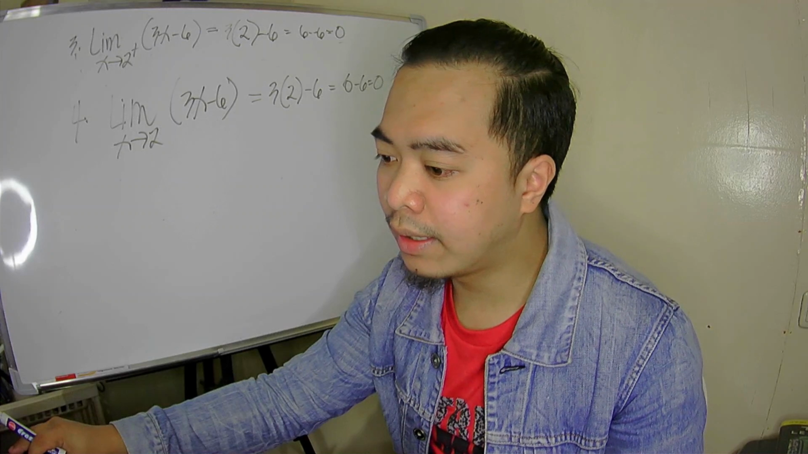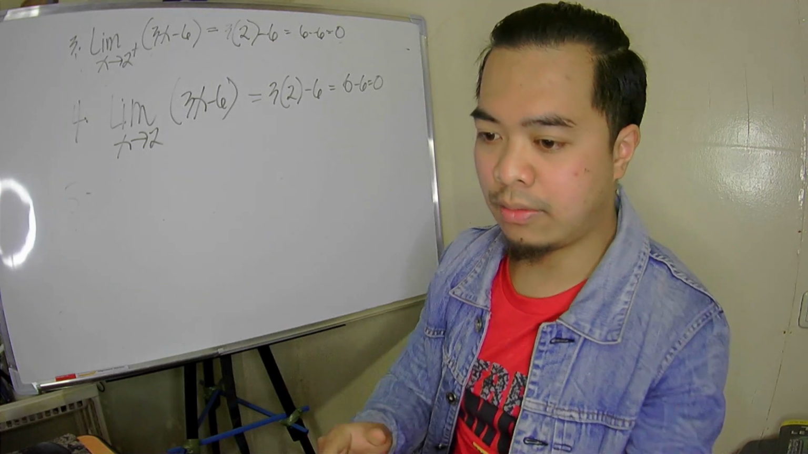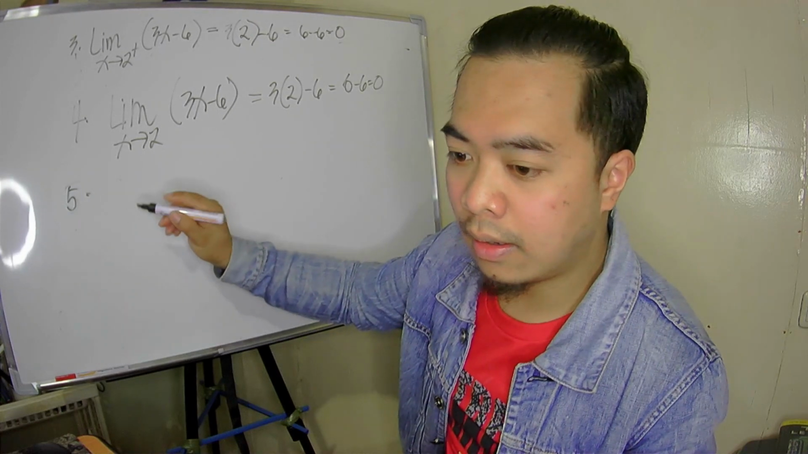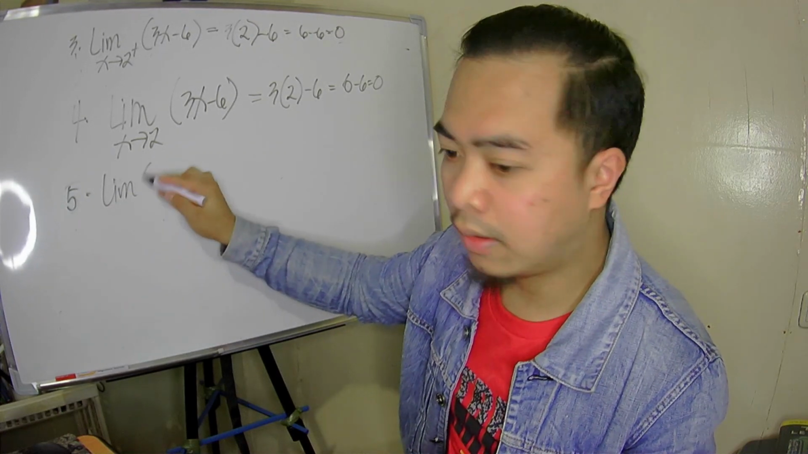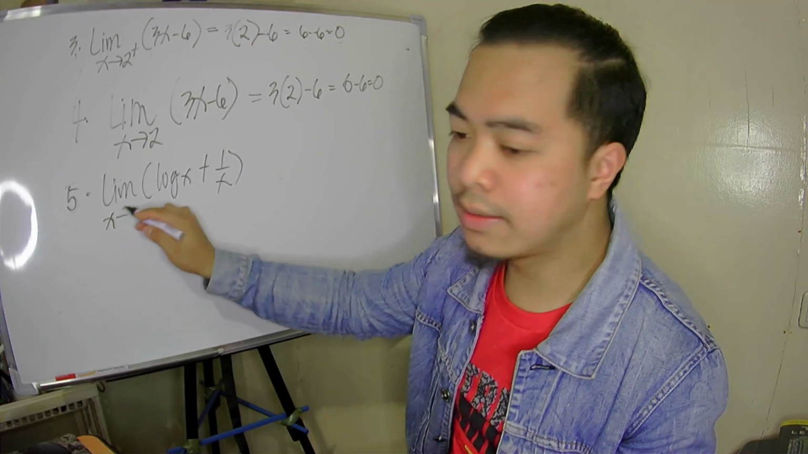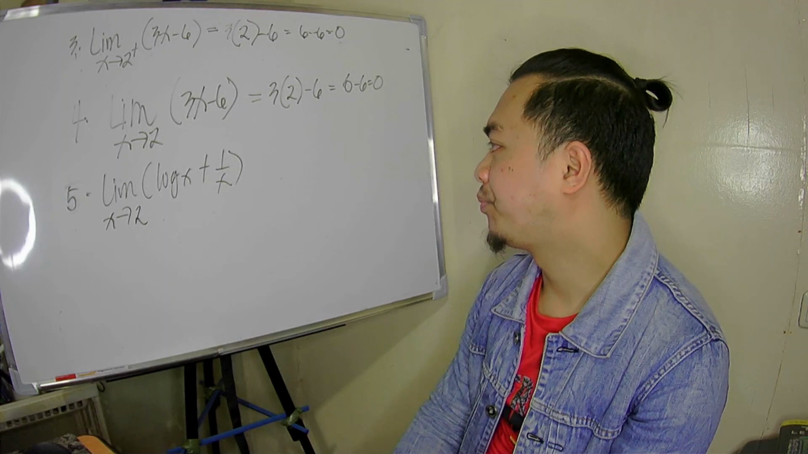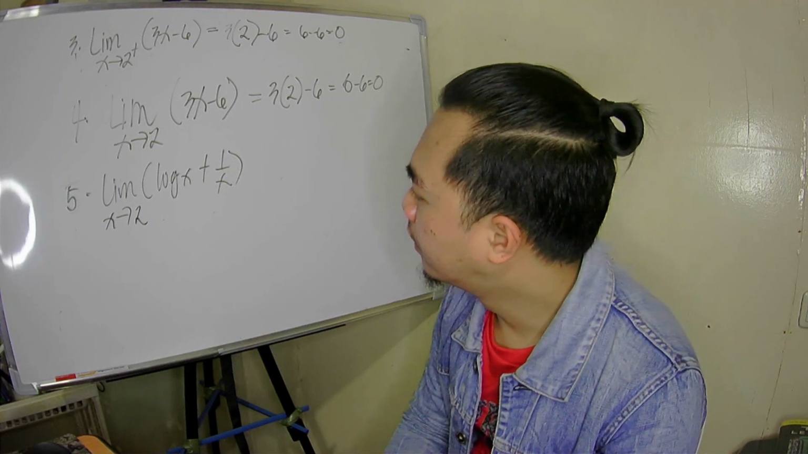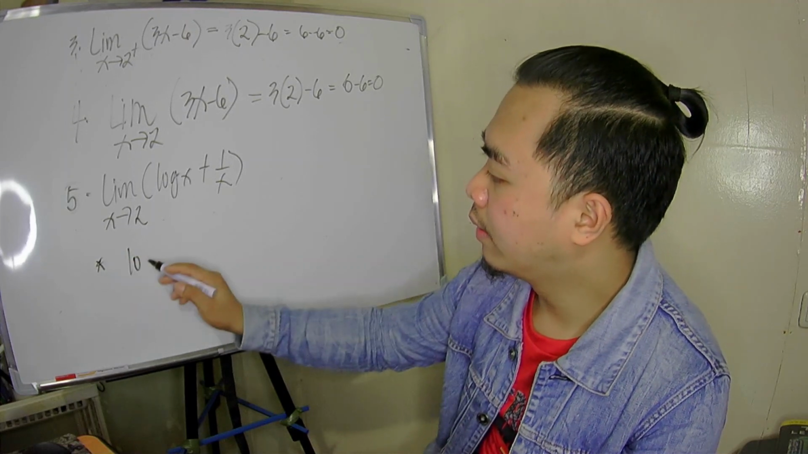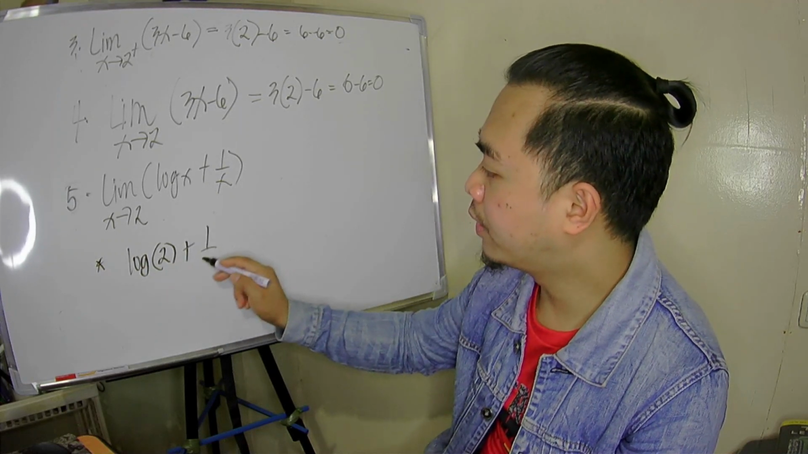And of course, the final question, hindi pa pala. Meron pa, number 5, limit of log x plus 1 over x, as x is approaching positive 2. Do we have a problem if we use substitution? Try natin. So, logarithm of x. So, palitan natin ng 2 plus 1 over 2.